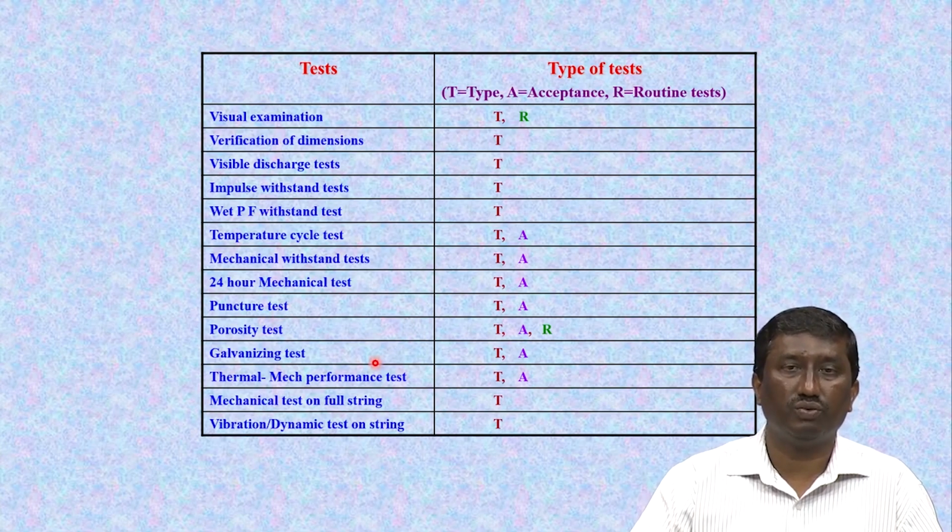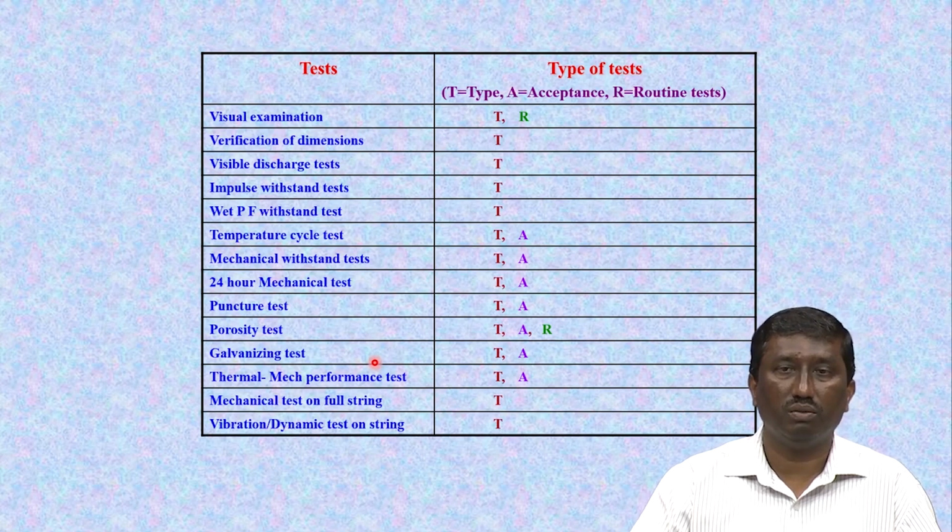Similarly, porosity, to verify whether the insulator contains any holes or is porous, made porous during manufacturing. So, this is very important, it falls under three categories. Each of the insulators is tested for this test. It is a type test, it comes under acceptance, and also the routine test which has to be carried out for each and every component. Galvanizing is again categorized in both type and acceptance.